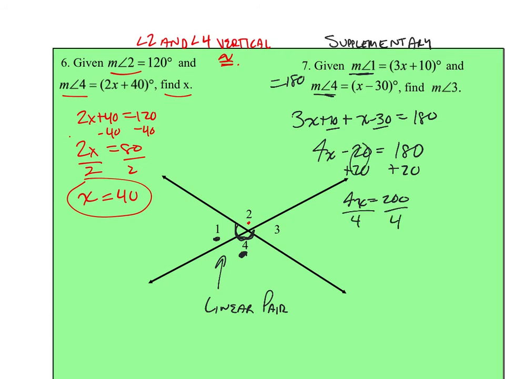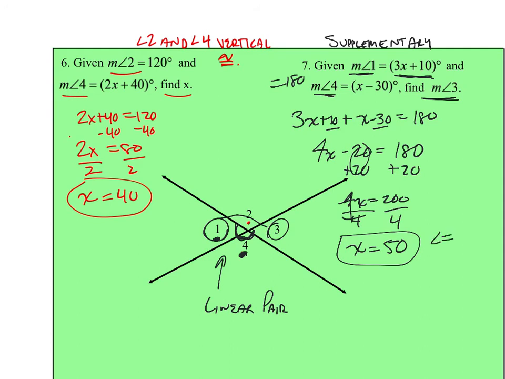So this is algebra. I mean, this is not brain breaking at all. So x is 50. Okay, but we're not done. They want you to figure out angle 3. Well, angle 3 right here is across from angle 1. So that means it's going to be equal to angle 1. So if I figure out angle 1, I figure out angle 3.